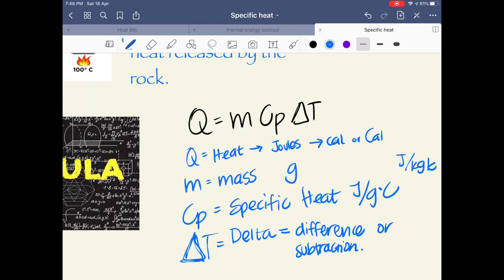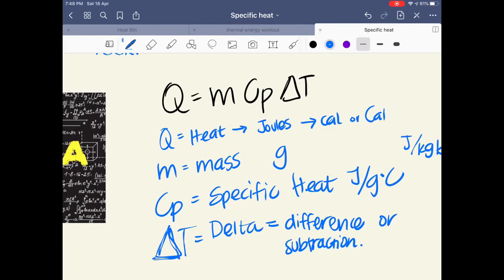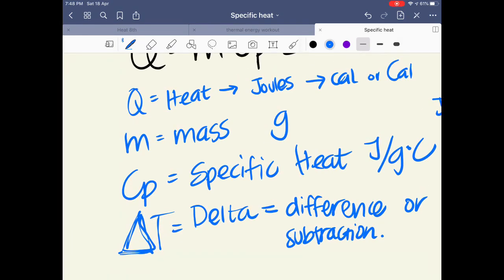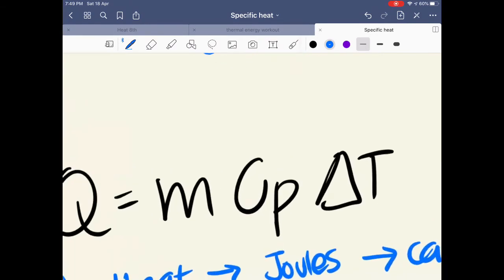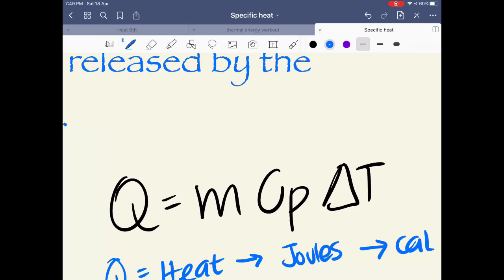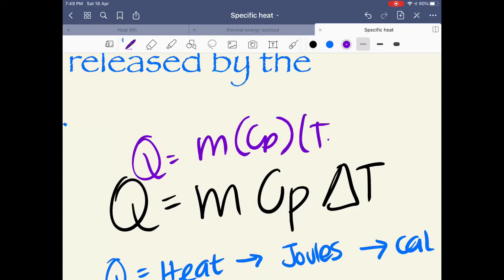Regularly, you need to choose which one to put first, the higher temperature or the lower temperature, to have a positive answer, and I'll show you right now. But how you will express the delta will be: heat equals mass times specific heat times temperature 2 minus temperature 1. Let's say that example.